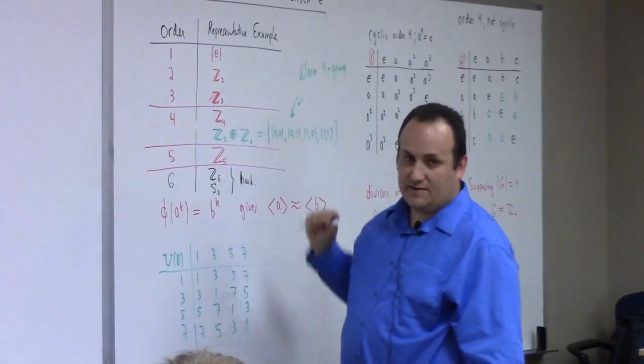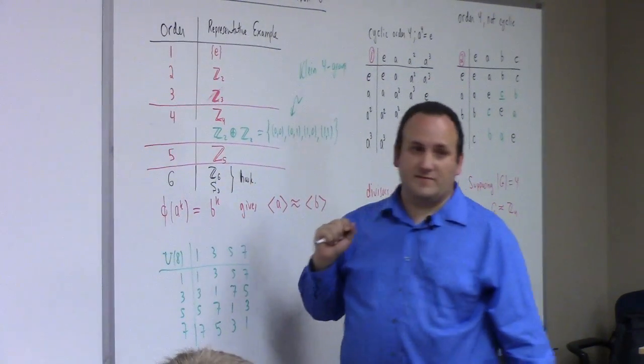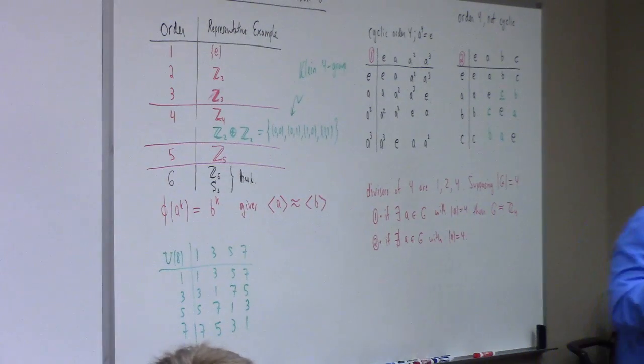Any questions? So, yeah. Clarify, are Z6 and S3 not isomorphic? Right. Everything in my table, if I have two, then these are distinct. I'm just listing one representative example from each distinct isomorphism class.